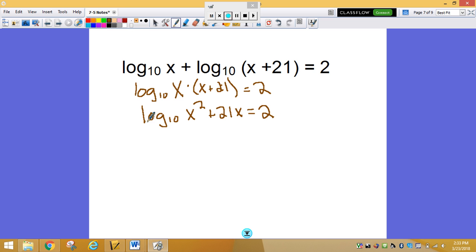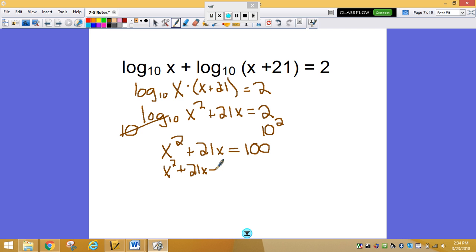To get rid of log base 10, I'm going to do 10 raised to that. So over here I have to do 10 raised to the second. So these cancel, and I have x squared plus 21x equals 10 to the second, which is 100. Sorry, 10 to the second is 100. I'm going to move this 100 over. So x squared plus 21x minus 100 equals 0.